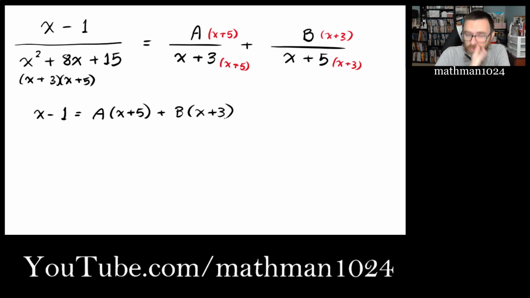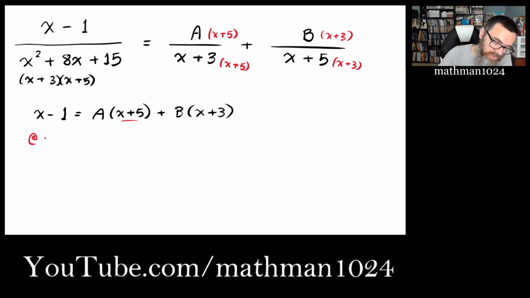Now, there are two ways of going about solving this. There's an easy way and a hard way. That's what I meant to say. So the easy way is to pick and choose values of x to make one of these unknowns go away. For example, if I look here, there's a critical value that would make that 0, and that's when x equals negative 5.